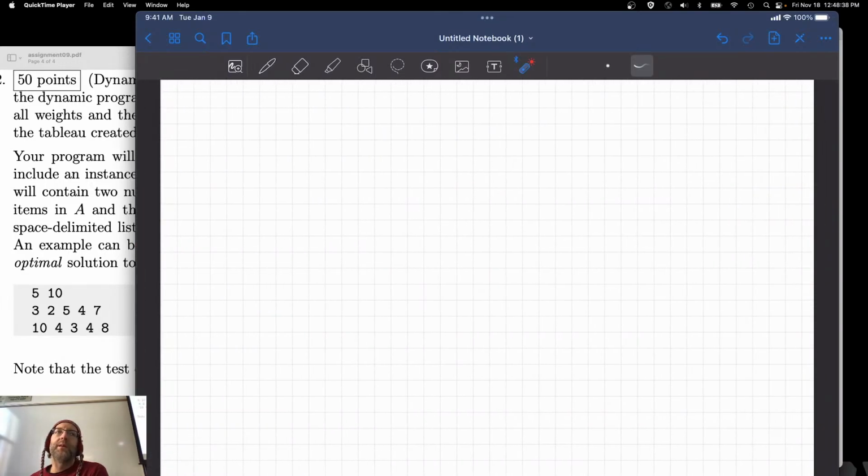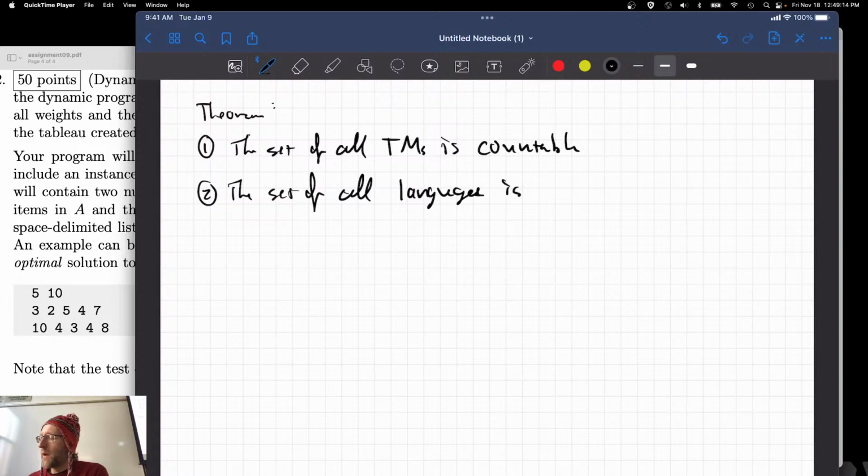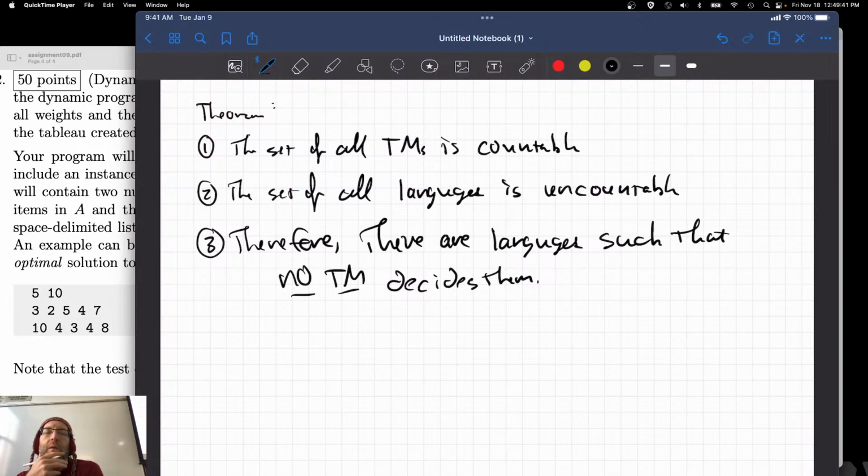I just gave you the 5-minute version of maybe a 45-minute talk on Dedekind cuts and all that kind of stuff. All right, so I'm going to use that technique to show the following theorem. One, the set of all Turing machines, TMs, is countable. Two, the set of all languages is uncountable. Three, therefore, there are languages such that no Turing machine decides them. Because of this Cantor's diagonalization technique from over 150 years ago.